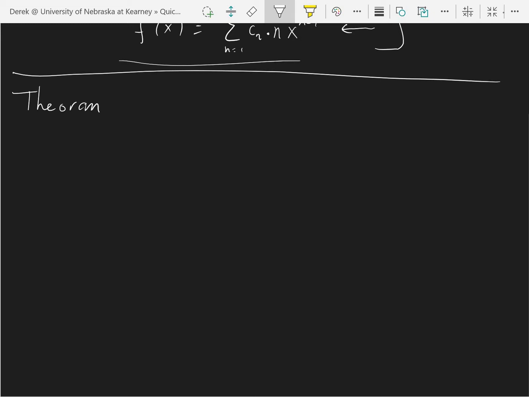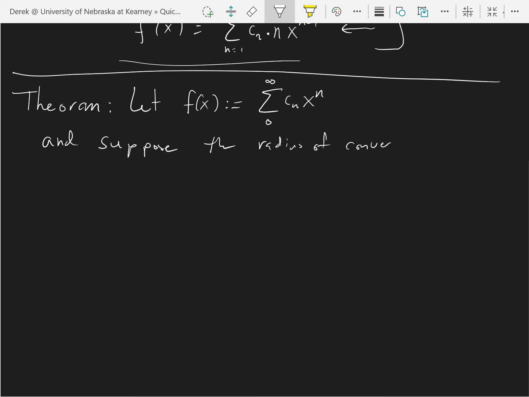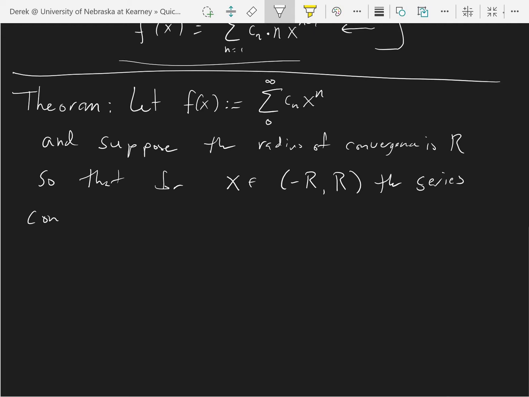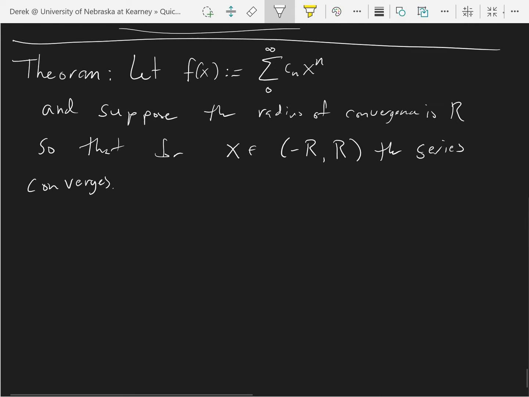So let's prove a theorem and write down the specifics about that. So here's the theorem. Let f of x be defined to be equal to the sum from 0 to infinity of c sub n x to the n, and suppose the radius of convergence is r, so that for x in negative r to r, the series converges.